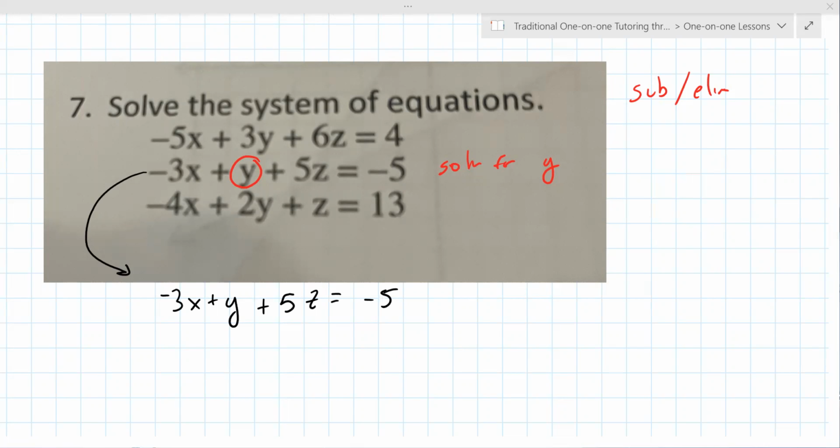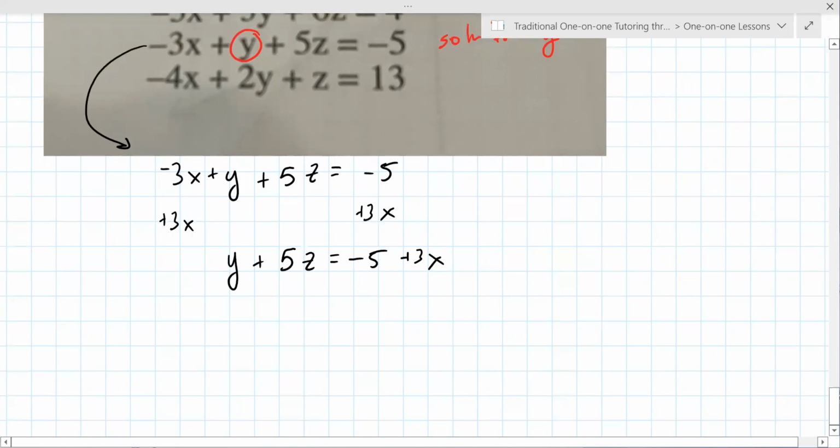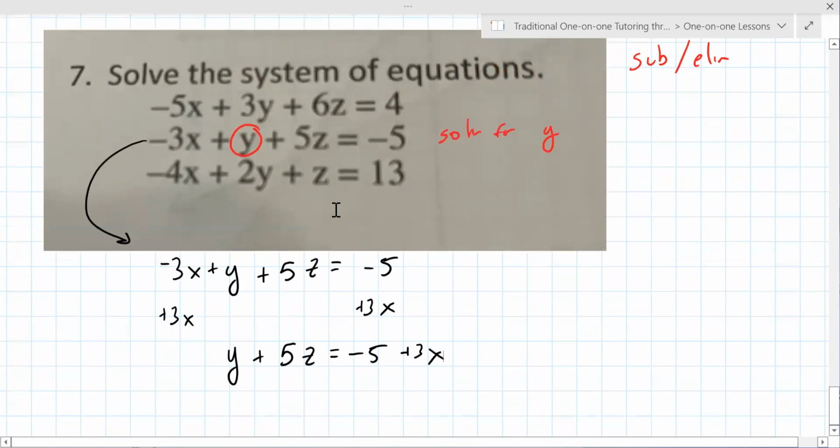And then you just go from here. Well, we've got to solve it for y. So we're going to add the 3x to both sides. So that's y plus 5z equals minus 5 plus 3x, like that. Okay. And then, see, I don't even know if we want to do it this way. Did you really use substitution? Like we worked a lot on substitution, so yeah, I think we did.